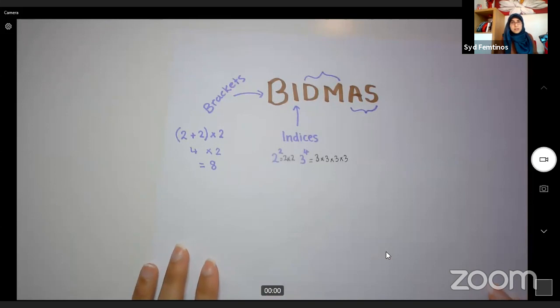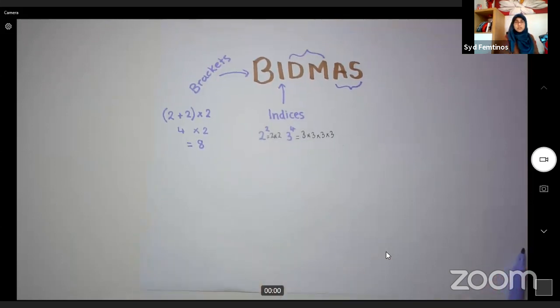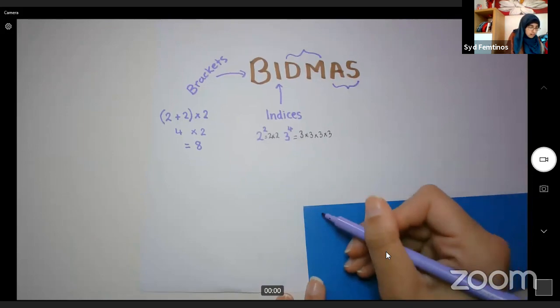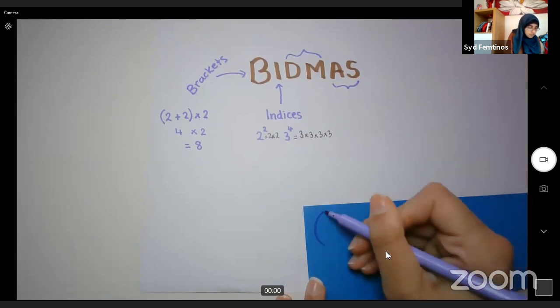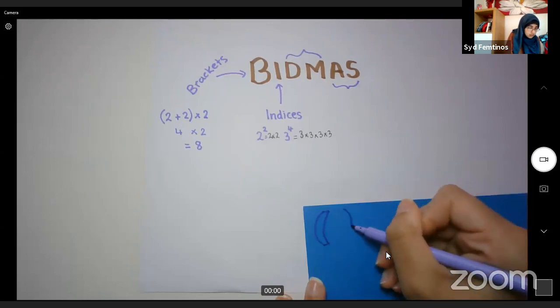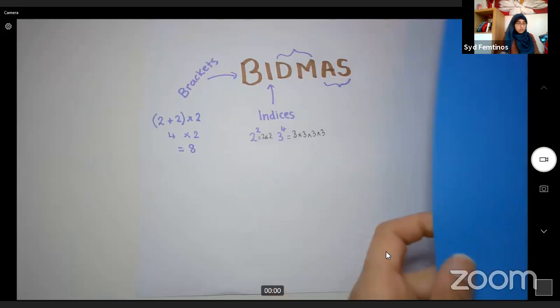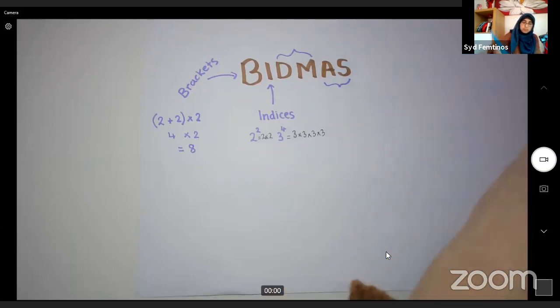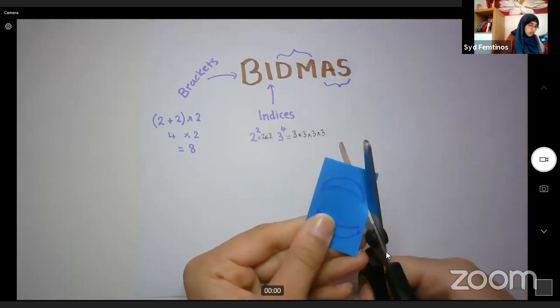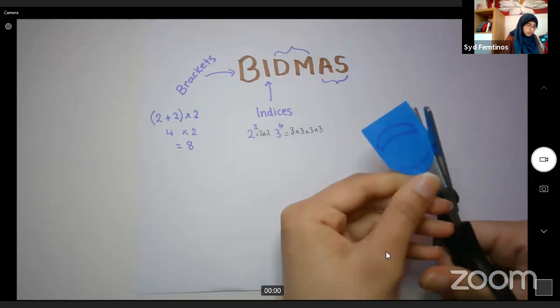We're going to be working through these calculations in a second. Now, what I want you to do with your extra piece of cardboard is create some brackets. Draw some brackets here, and I'm going to do another one over here. We're going to cut these brackets up, and they're going to help us to use BIDMAS in action.